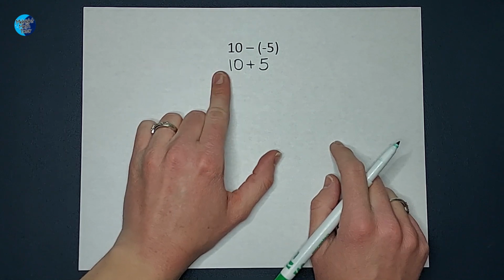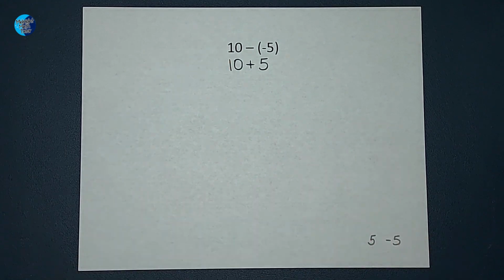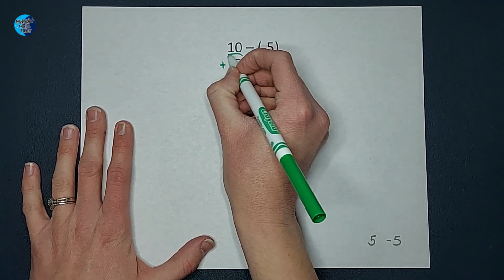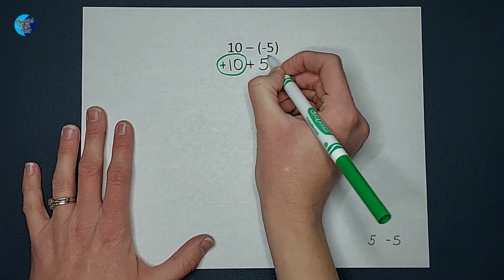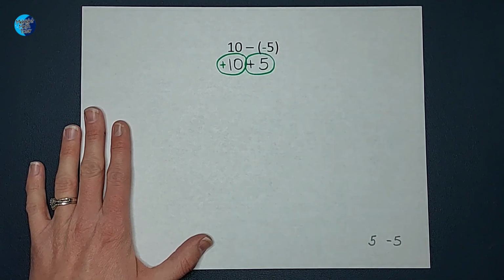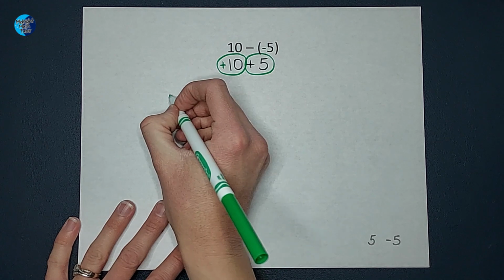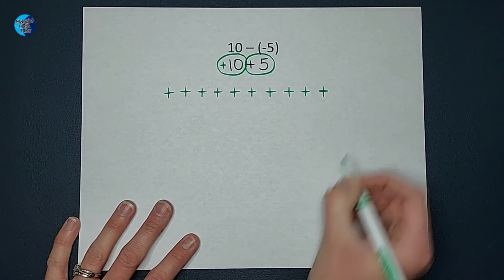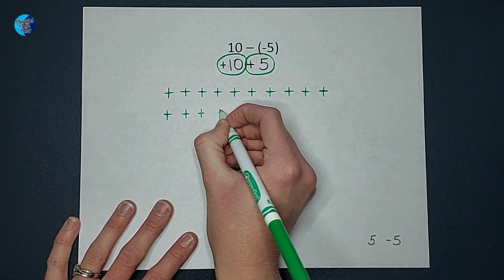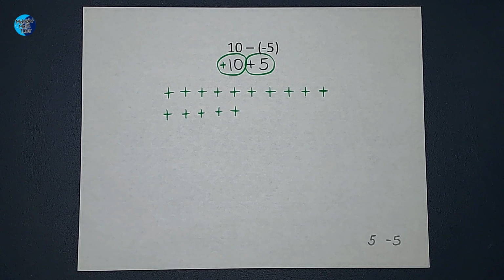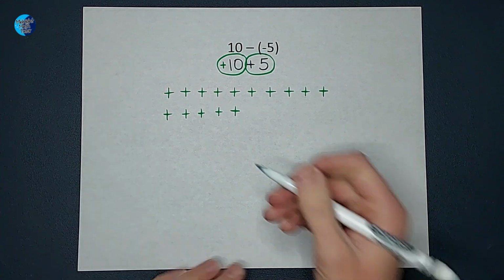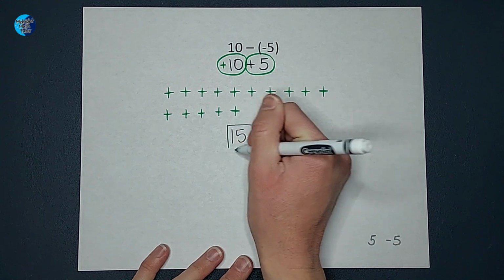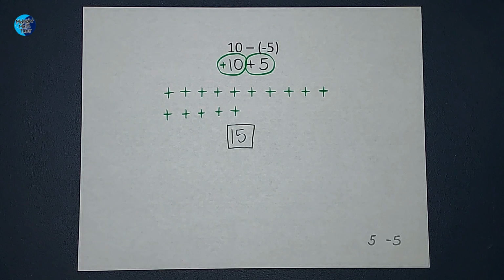So when I have a number that doesn't have a sign in front of it, I just assume it's positive, right? So this is a positive 10. So I know I have 10 positives and 5 positives, okay? Now I'm going to draw out those positives. So 10 positives and 5 positives. Now, if I count those all up, I am left with 15 positives or 15. Okay, so that would be my answer to 10 minus a negative 5.